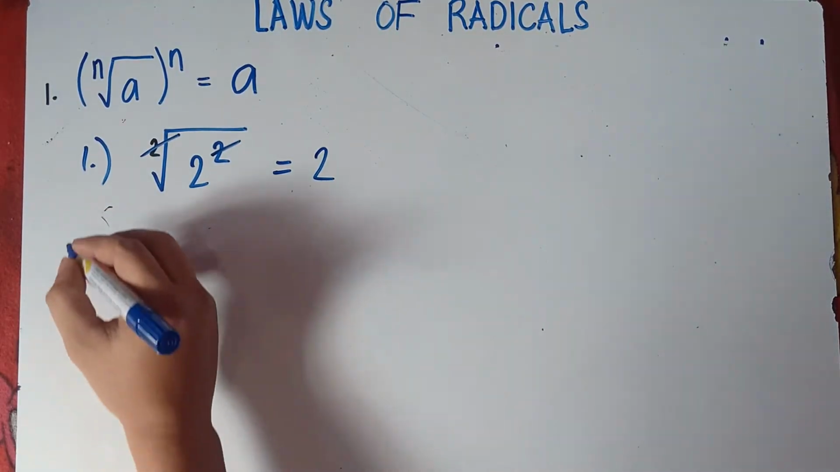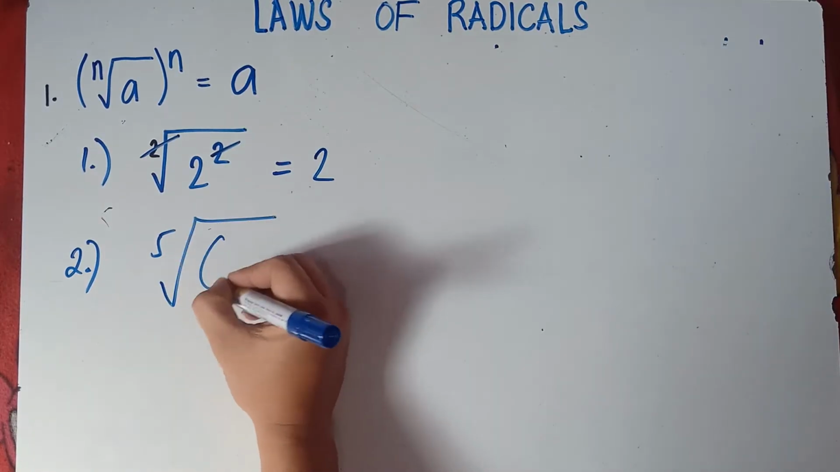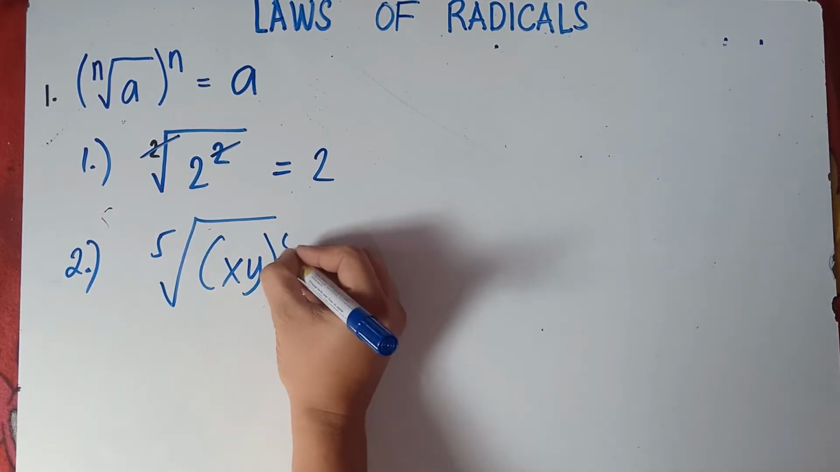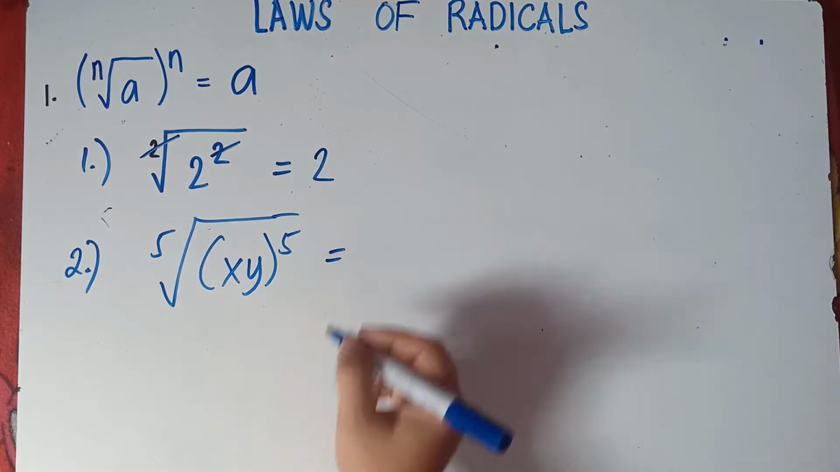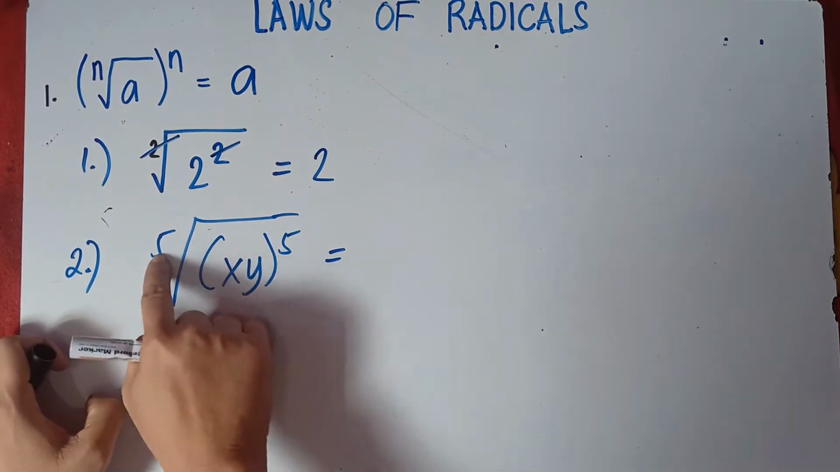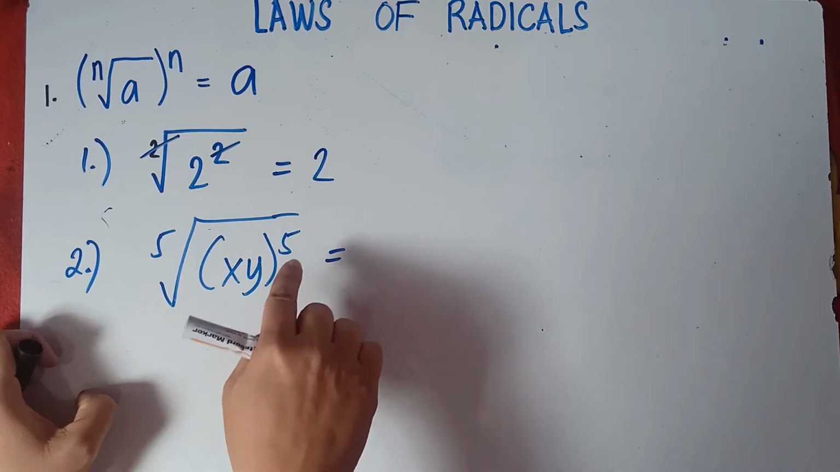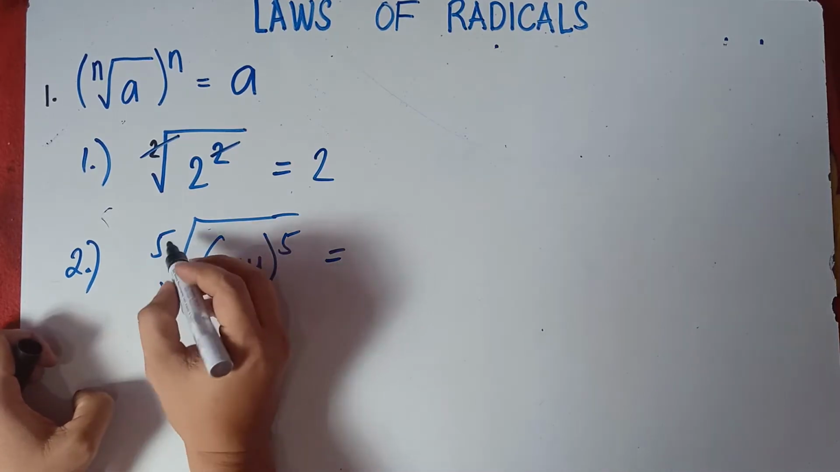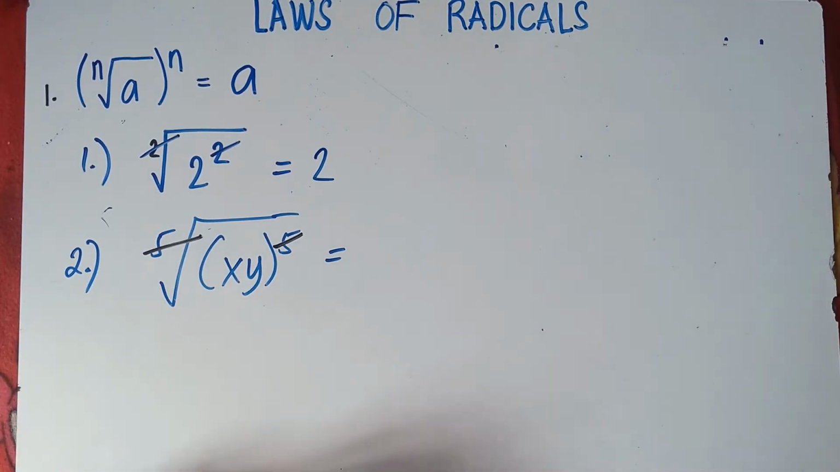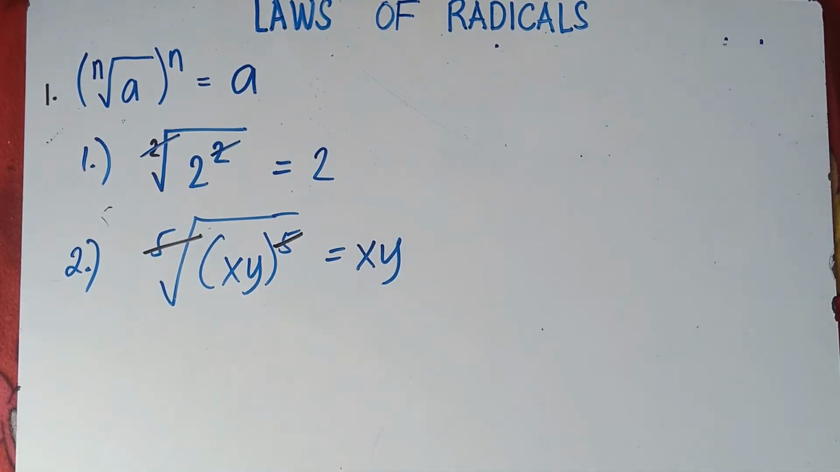Alright, let's try number 2. What if you have the fifth root of quantity x, y raised to the power of 5? What will be your answer, class? Could you try that? Alright, that's correct. The exponent and the index are the same. So the fifth root of quantity x, y raised to the power of 5: same exponent and index, so you can cancel this out, and your answer will be xy. Easy, right? For rule number 1.